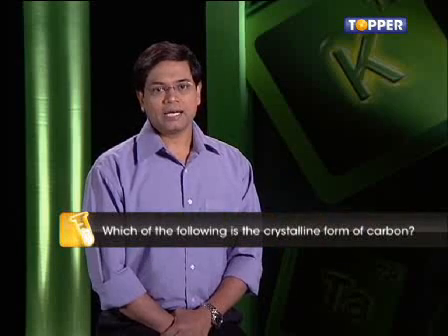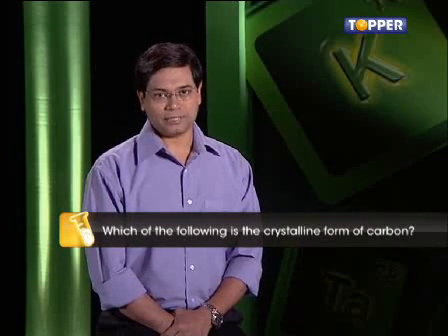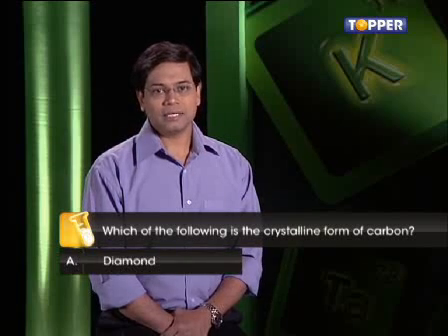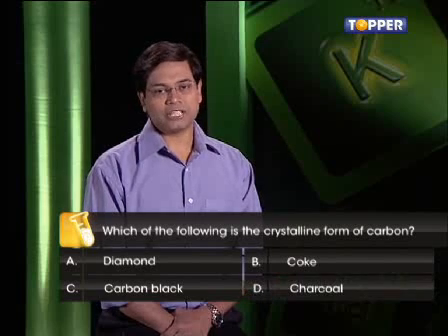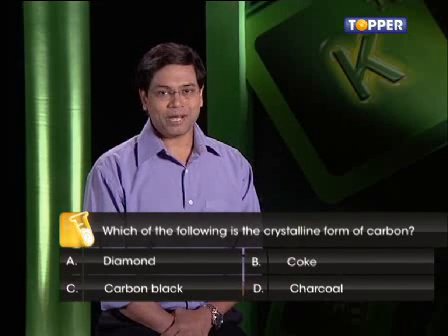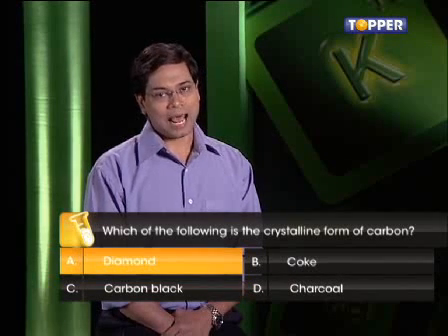Which of the following is the crystalline form of carbon? A. Diamond, B. Coke, C. Carbon black, D. Charcoal. If you answered A, diamond, then you are absolutely right.